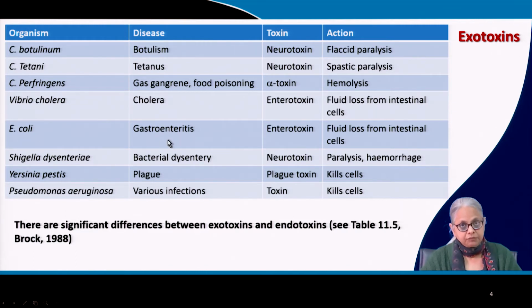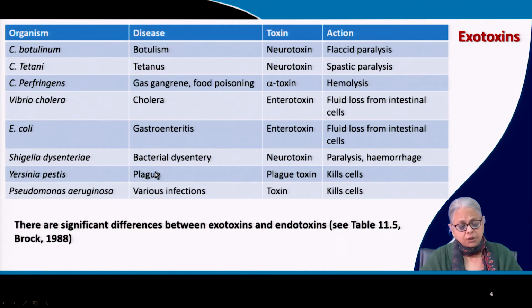E. coli, the virulent strain of E. coli, can cause gastroenteritis. It's an enterotoxin again. Remember, these are both examples of enterotoxins. And the same effect, fluid loss from intestinal cells. Shigella dysenteriae causes bacterial dysentery, and it's also a neurotoxin. It causes paralysis, hemorrhage, and so many other effects.